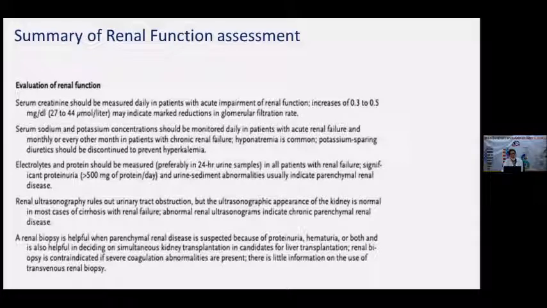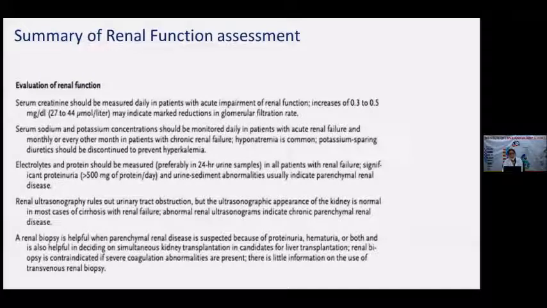Electrolytes and protein should be measured, preferably in a 24-hour urine sample, in all patients with renal failure. Significant proteinuria and urine sediment abnormalities usually indicate parenchymal renal disease. Renal ultrasound rules out urinary tract obstruction, but the ultrasound appearance of the kidney is normal in most cases of cirrhosis with renal failure. So an abnormal renal ultrasound indicates chronic parenchymal renal disease.